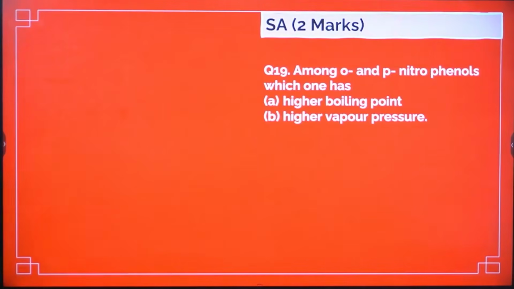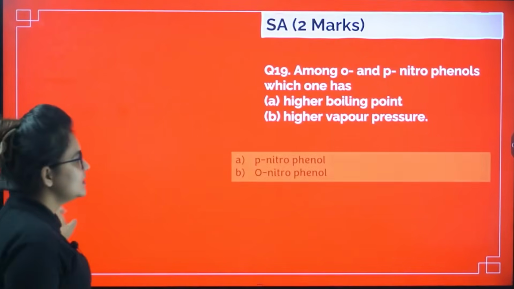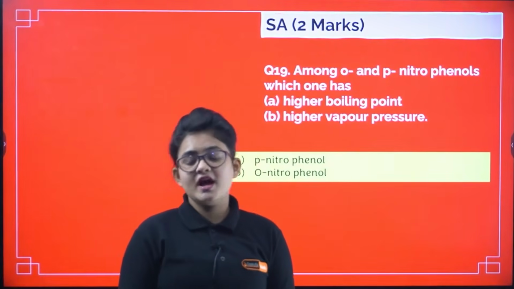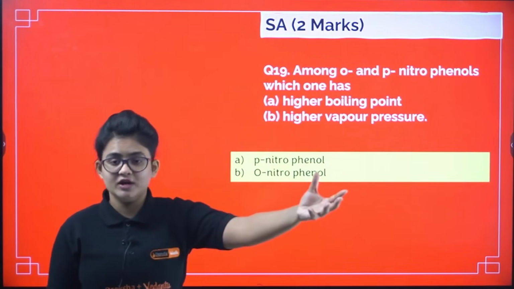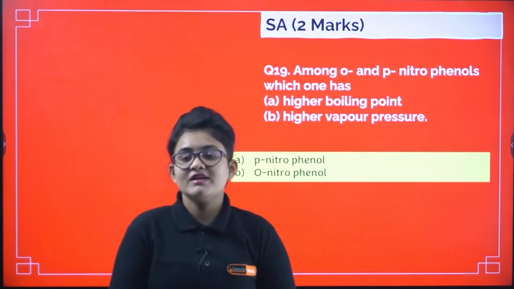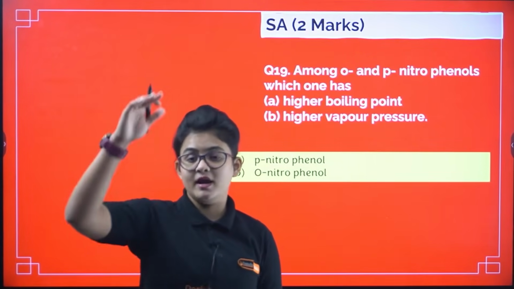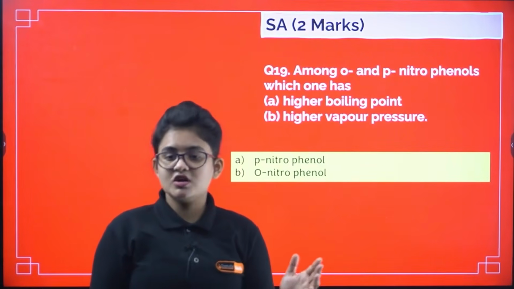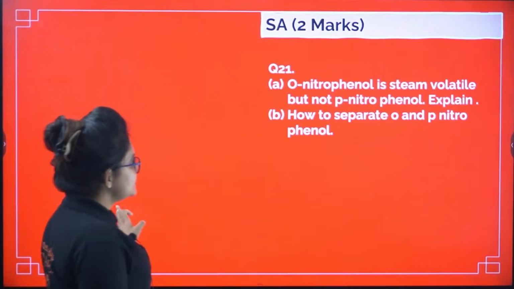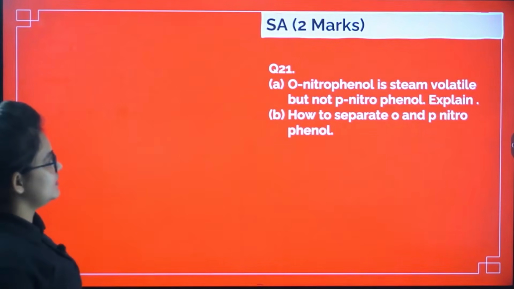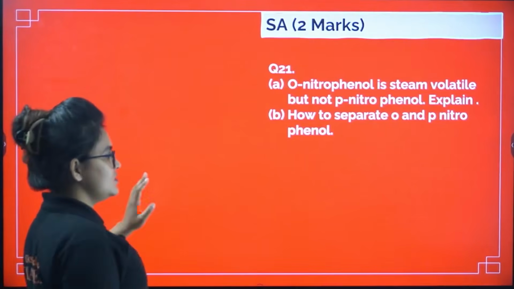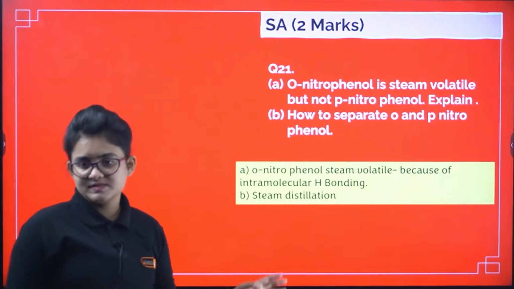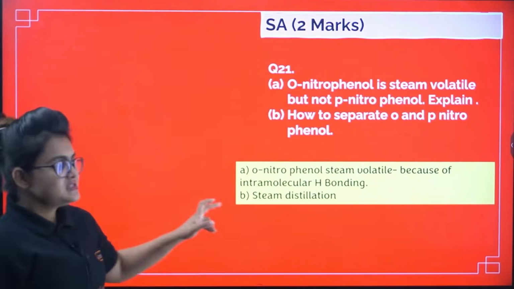Let's proceed. Among ortho and para nitrophenol, which has the higher boiling point? Definitely para nitrophenol has the higher boiling point, because it forms intermolecular hydrogen bonding with another molecule of para nitrophenol. But ortho nitrophenol has intramolecular hydrogen bonding and is steam volatile. So using the steam distillation method, you can separate a mixture of ortho and para substituents. Orthonitrophenol is steam volatile, but paranitrophenol is not, just because of the intramolecular hydrogen bonding I just explained.